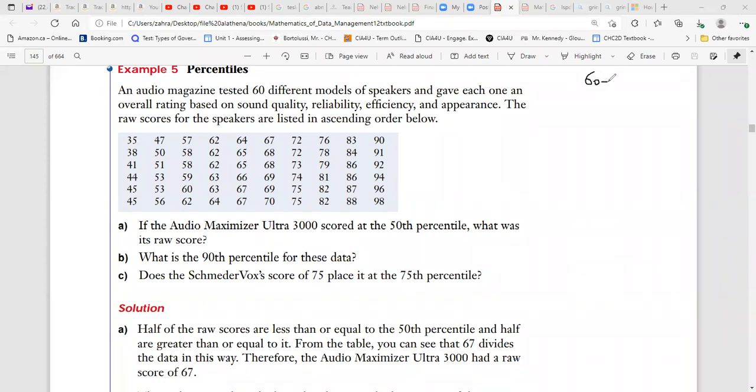Let me really do that for you. 60 data, and 50 percent is going to be in the middle. 60 plus 1 divided by 2 is 30.5. 30.5 is between the 30th and 31st, right? So the 30th data is here and the 31st is here. Basically 67 plus 67 divided by 2, which is 67. So the score is 67 for the 50th percentile.